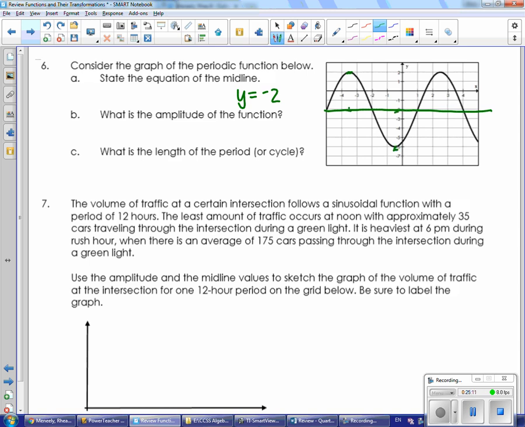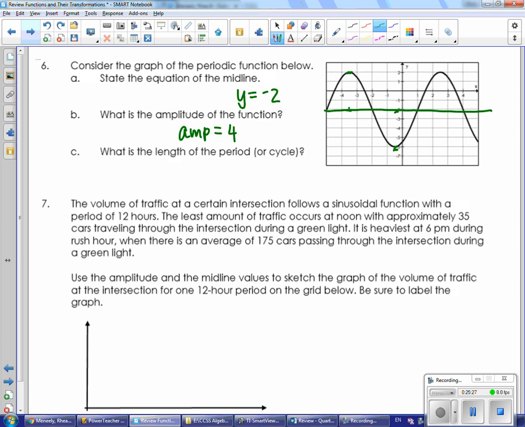It should be the same value either way. My amplitude is going to be 4. Remember that your amplitude is always a positive number. It does correspond to the a value of your sine or cosine function, but the amplitude itself is a positive number.